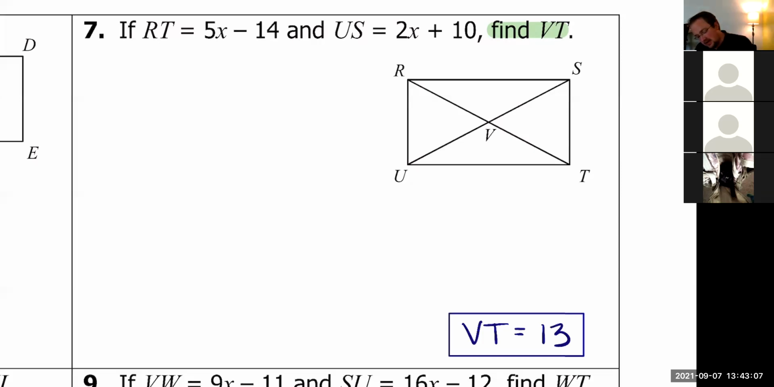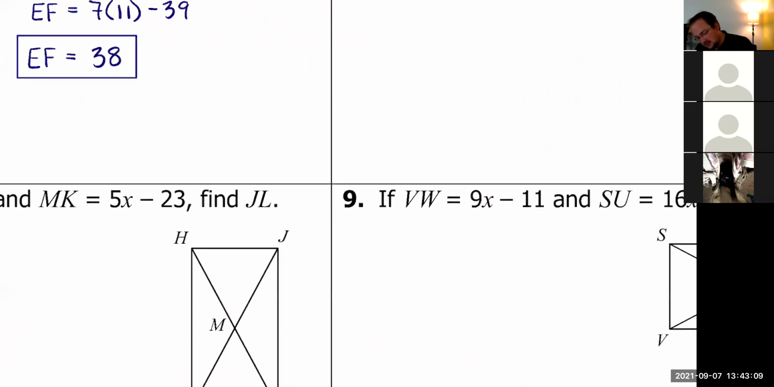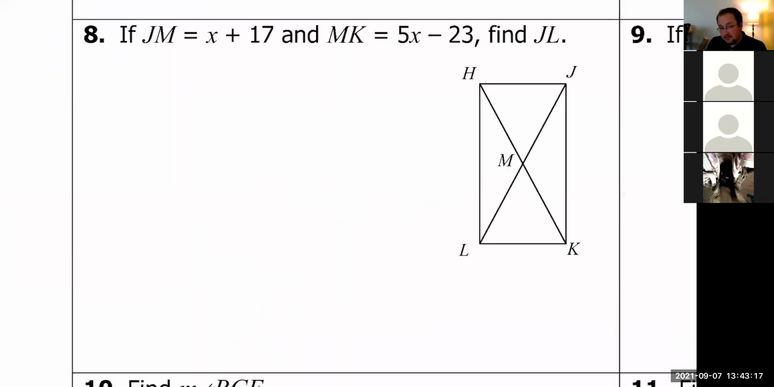I wanted to make sure we had enough time to get to number 8. And well, some of the later ones too, but we're making good progress. Number 8 says if JM equals x plus 17, which is part of a diagonal, and MK, which is part of the other diagonal, is 5x minus 23, find JL, which is a full diagonal.